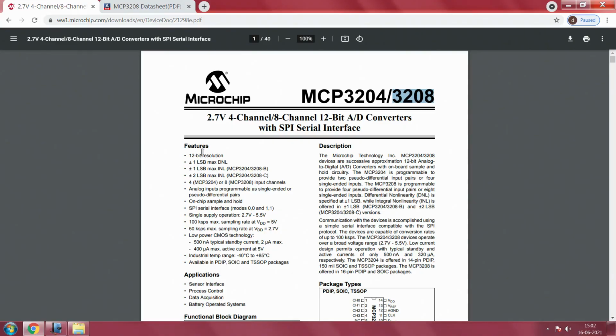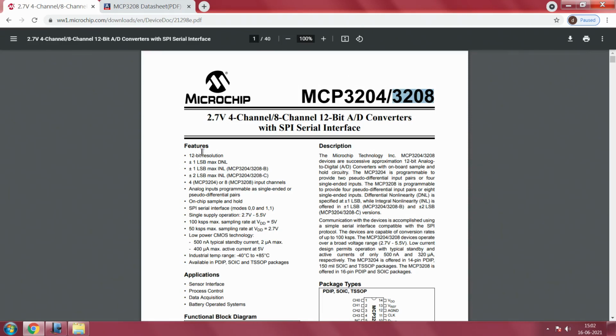First thing that occurs to you is, after 12 bit resolution, the second parameter shown is DNL. DNL essentially stands for differential non-linearity. The DNL parameter is plus minus 1 LSB maximum. How did you arrive at this plus minus 1 LSB? We will come to that separately. Similarly, there is something called INL, which is integral non-linearity, that is also given as plus minus 1 LSB.